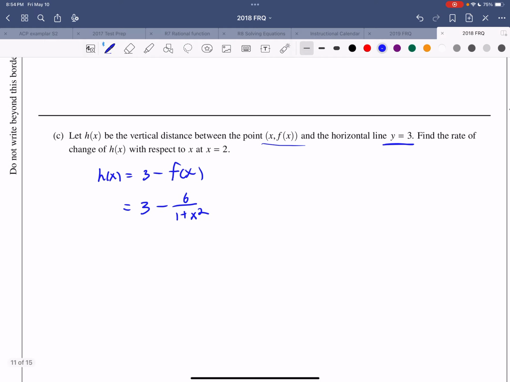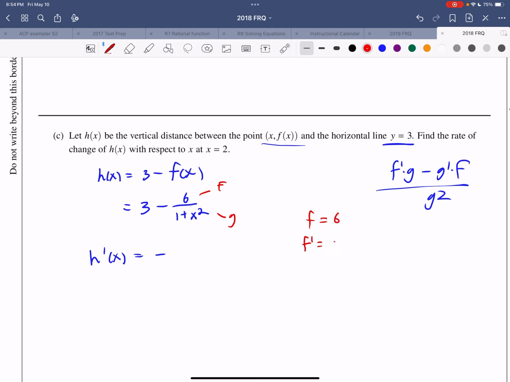Now, to find the rate of change, let's derive it. The 3 will disappear, the negative stays here. We're not anti-deriving it, we're deriving it, and that's the quotient rule. Do you remember this? f prime times g minus g prime times f, over g squared. I'm going to put the top number as f, the bottom number as g. So f is equal to 6. f prime is 0. g is 1 plus x squared. g prime is 2x.